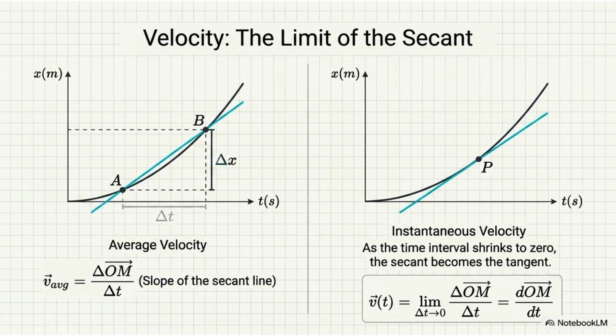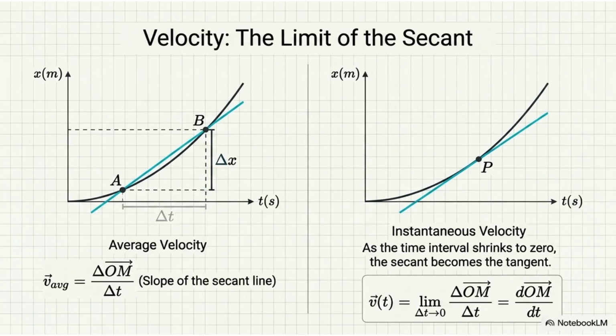As delta t approaches zero, the average velocity approaches a limiting value. This limiting value is called the instantaneous velocity. Mathematically, v equals the limit of delta x divided by delta t as delta t approaches zero. Using differential calculus, this expression becomes v equals dx over dt. This equation is one of the cornerstones of kinematics.